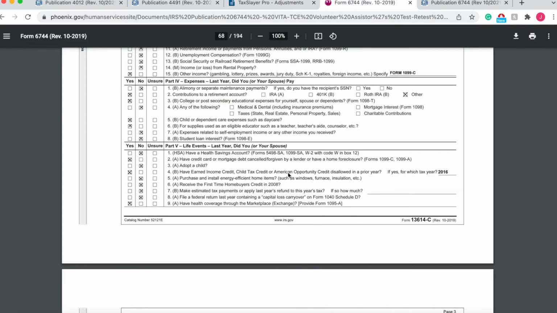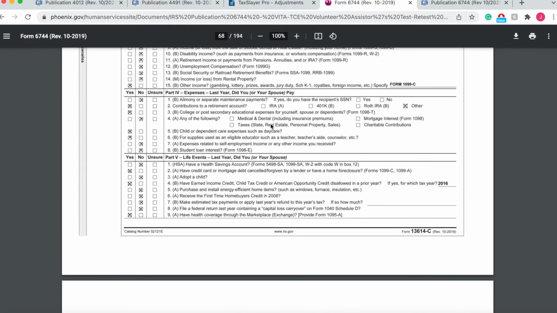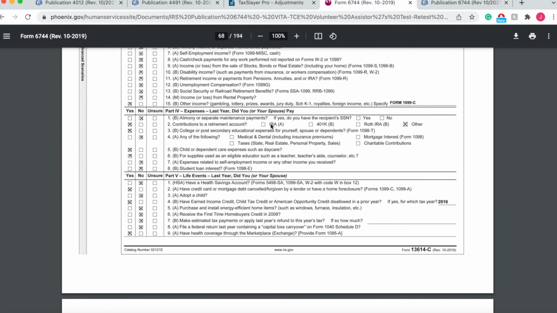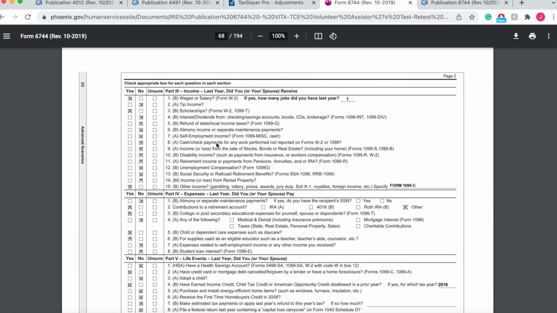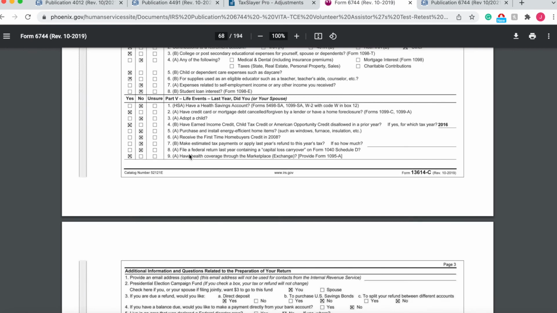Okay, and so then if we come back here, we see that we've entered the contribution to retirement accounts from the W-2. We entered the 1098-T information. We entered the child and dependent care expenses such as daycare, and we entered the supplies for educator expenses. So we're done with the expenses section. We're done with the income section. And so we are coming down the home stretch here, and we're going to get into the life events now.